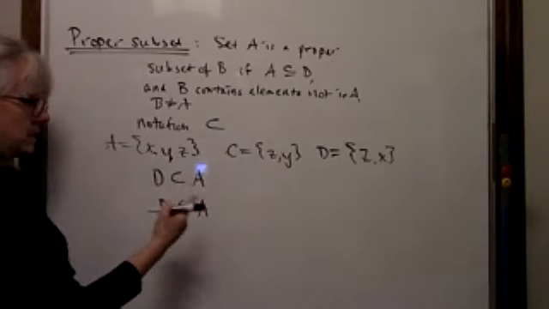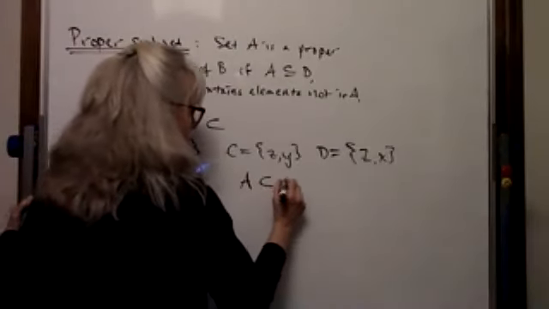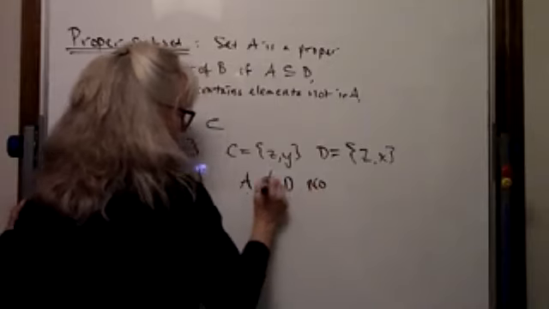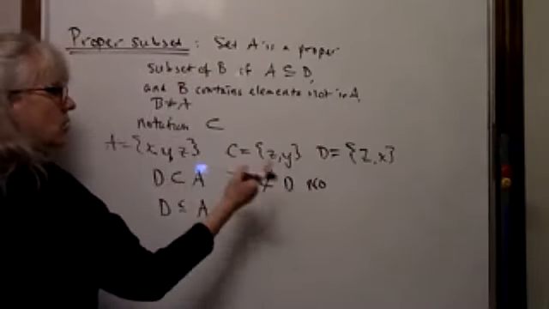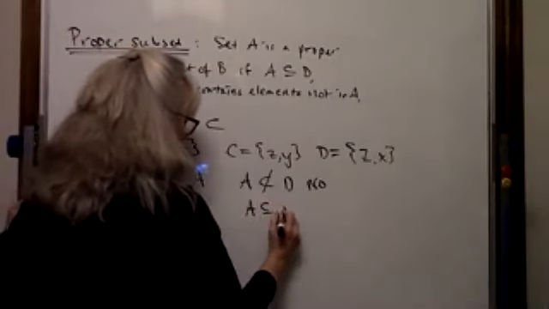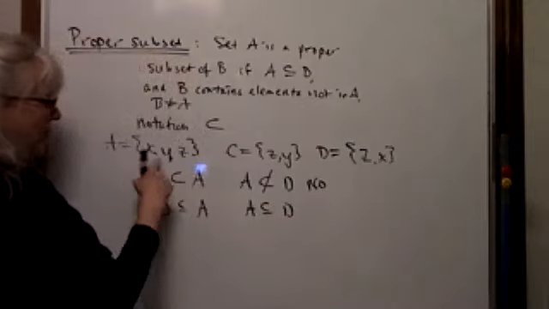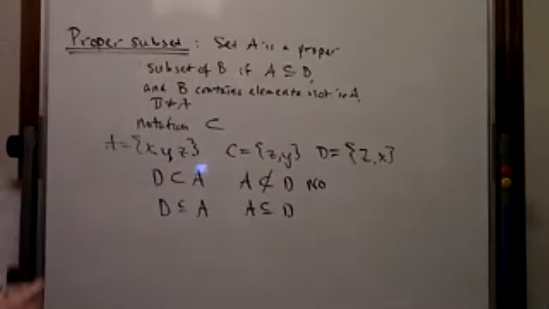Now, can I flip these things around? Can I say that A is a proper subset of D? No, that I cannot say because D does not contain elements that are not in A. Can I say that A is a subset of D? No, because A contains elements that are still not in D. So you gotta be really careful about the direction of the conversation that's going on.